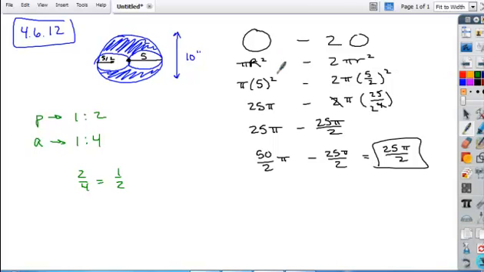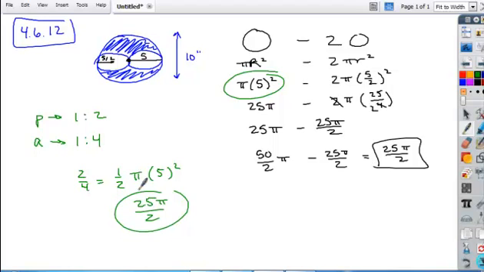And so the entire thing is just this calculation right here, right? A radius of 5, so pi r squared. And so now it's just a matter of 25 pi over 2. And it's a little more direct route to the solution as long as you understand the ratio of parts, ratio of areas.